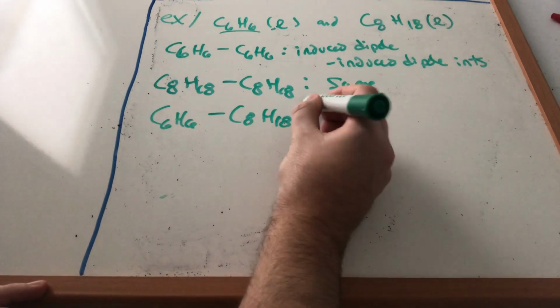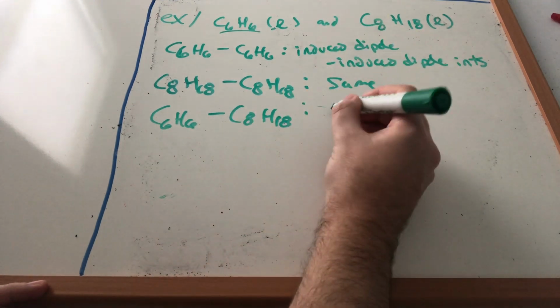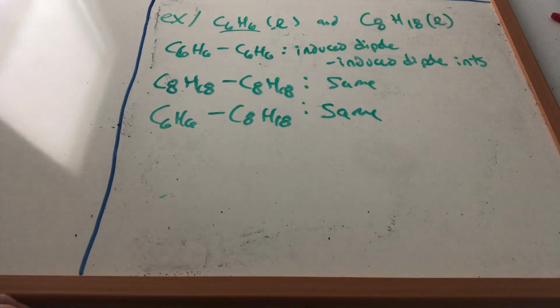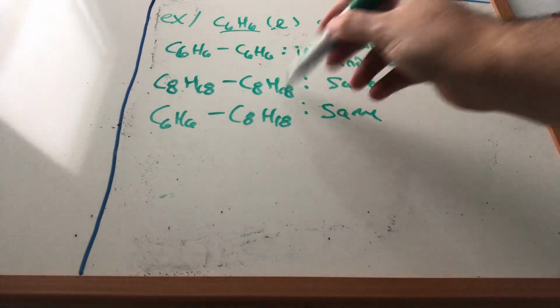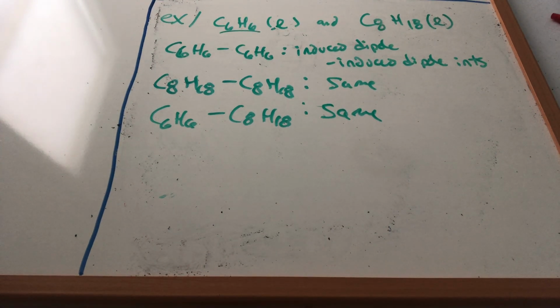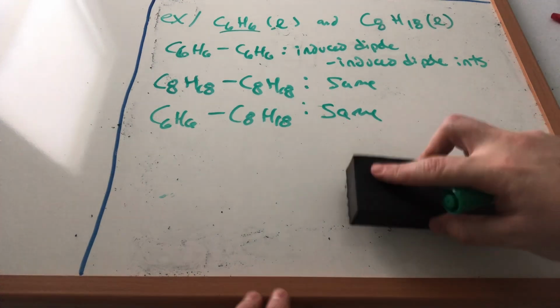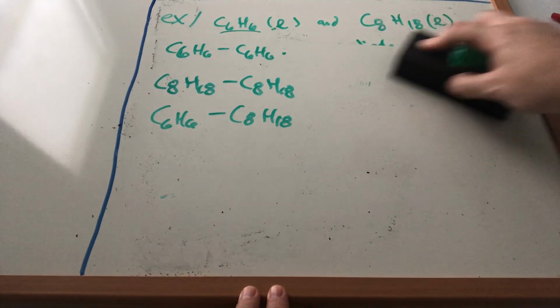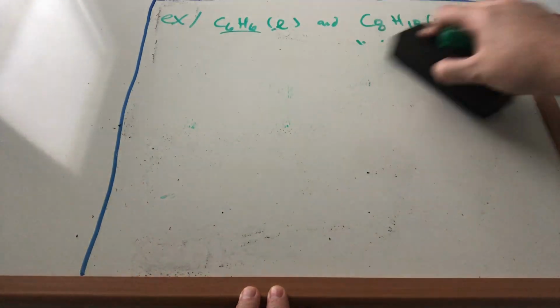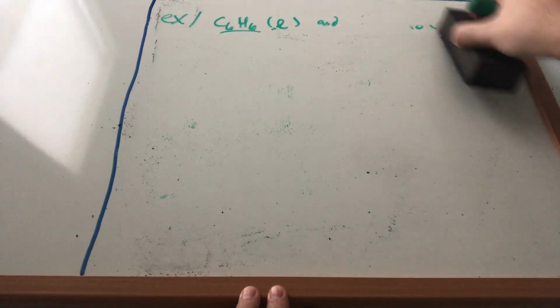C8H18 is nonpolar. Nonpolar things always interact in the same way. All of these are the same, so we assume that this is going to make an ideal solution, so Raoult's law will be followed, right? As soon as you have a situation where any one of these is different, then you're going to have issues, right?